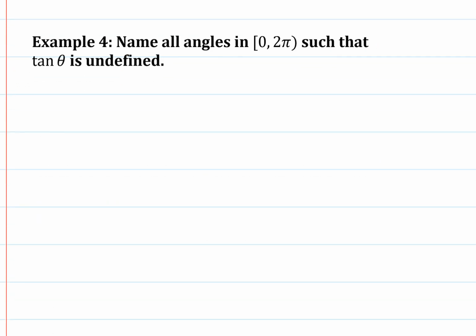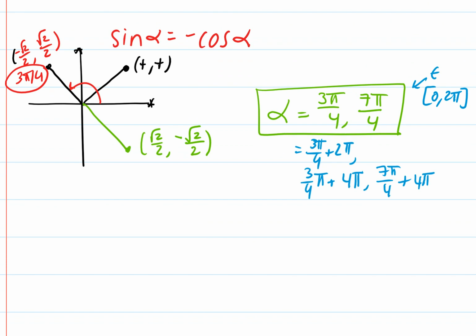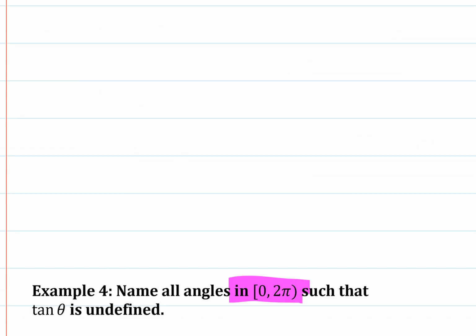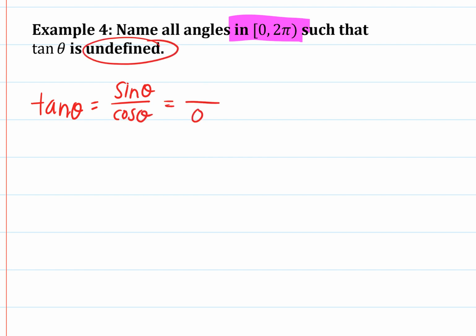Okay, name all angles in 0 to 2 pi. This is a kindness, right? This is saying forget all the infinite number of possibilities you can find by winding around and around and around the circle. Just look at the angles in the unit circle such that the tangent of theta is undefined. Well, again, what do we know about tangent of theta? It's sine of theta over cosine of theta. And if it's going to be undefined, that means you're trying to divide by 0.